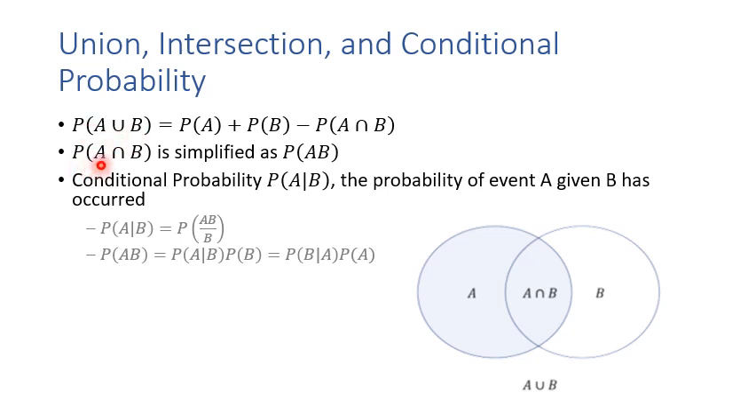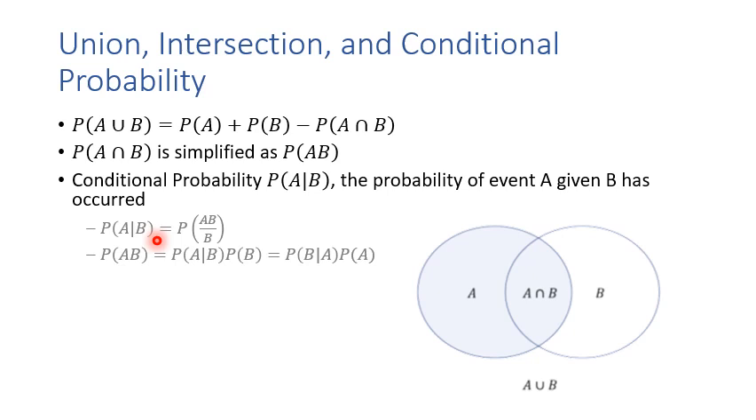One thing to note is that the probability of A intersection B is usually simplified as P(AB). So if you see P(AB), it is not a multiplication, it means the intersection. One more important concept is the conditional probability. It's called the probability of event A given B has occurred. Here's the notation of the conditional probability. A given B occurred. The condition means B has occurred.